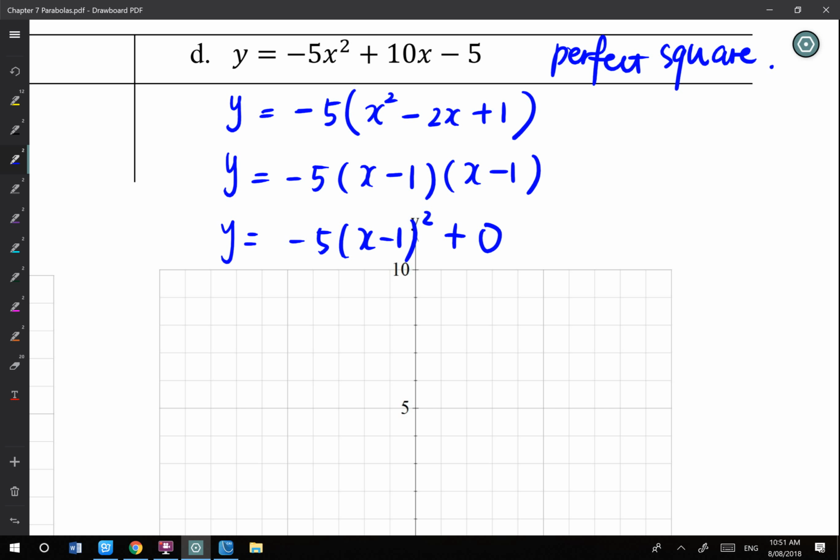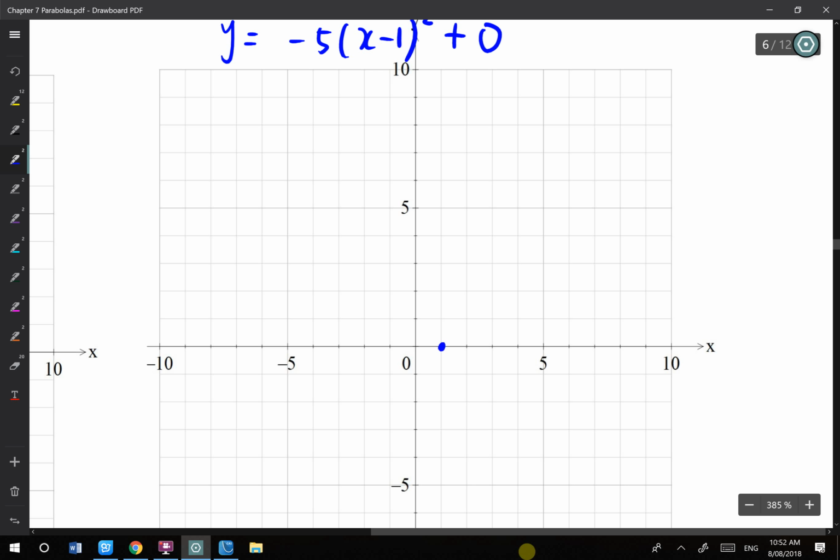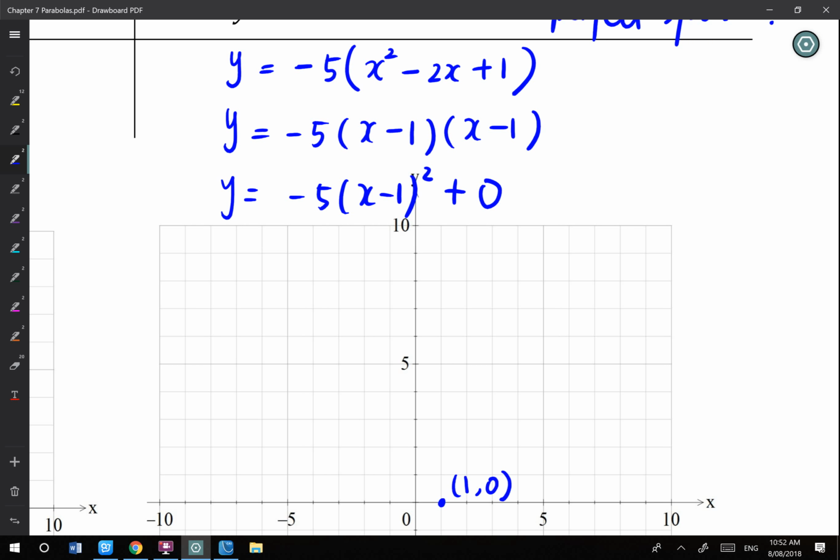If that's a perfect square, turning point and x-intercept will be the same thing, right? My x-intercept is 1, 0. My turning point is 1, 0 as well. So I will have turning point and x-intercept at the same place. Okay, 1, 0, because there's no plus or minus any value, and it's exactly the same factors, x minus 1 and x minus 1. So we have x minus 1 squared.